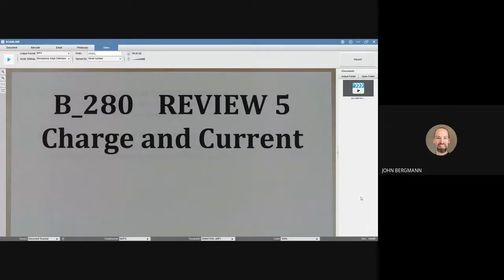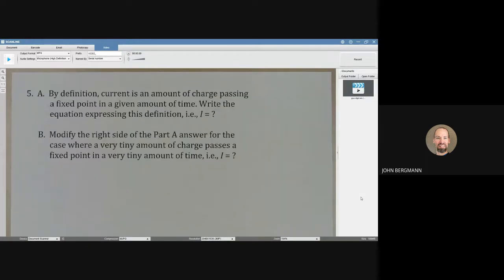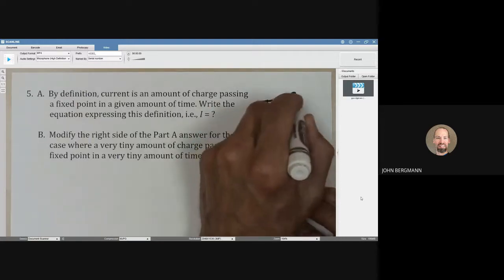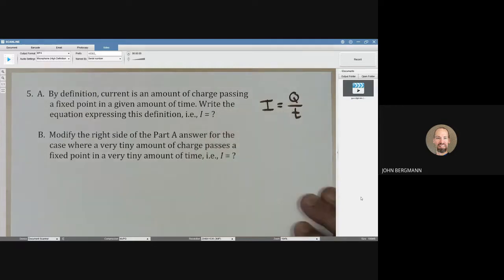Review 5, Charge and Current. By definition, current is an amount of charge passing a fixed point in a given amount of time. Write the equation expressing this definition. Current is the amount of charge per time.